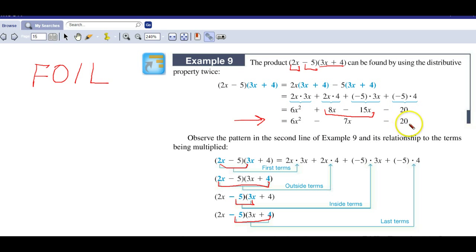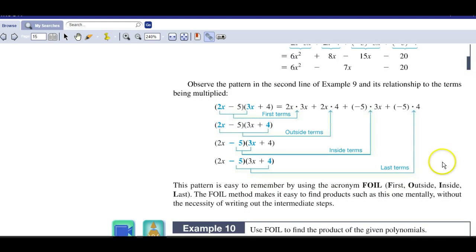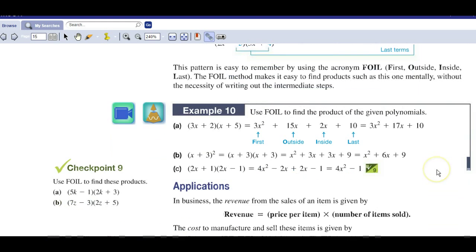because later we're going to take this trinomial here and we want to factor it. So multiplying is sort of the easier way to go. Factoring it is the more challenging. But we'll work on it little by little. And there they're telling you the FOIL.